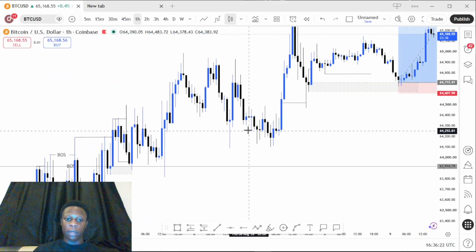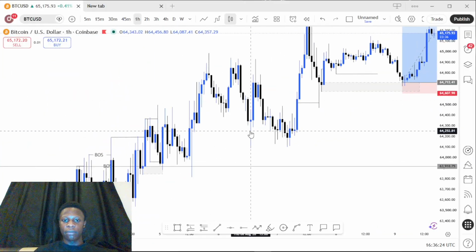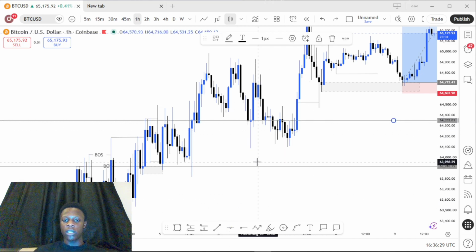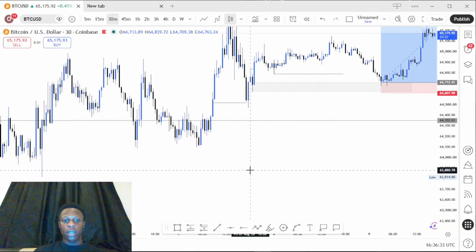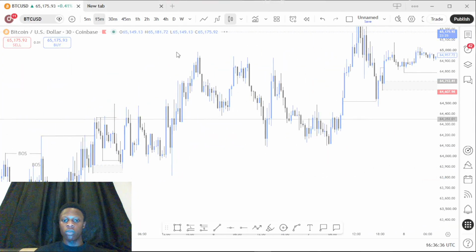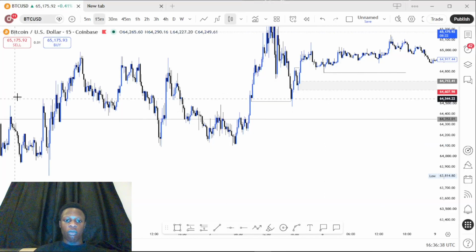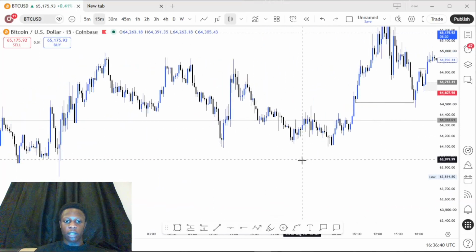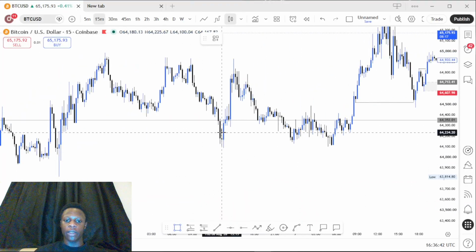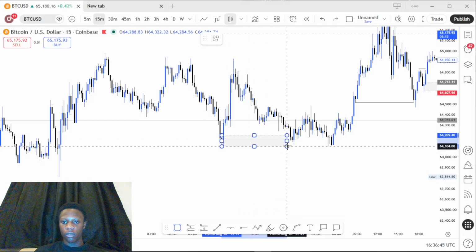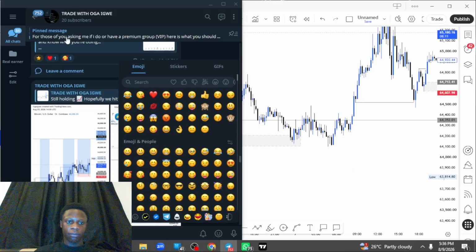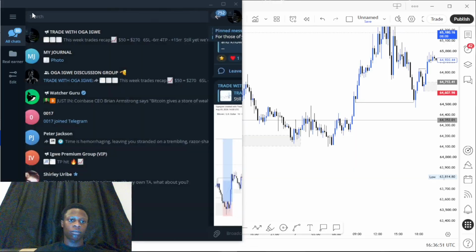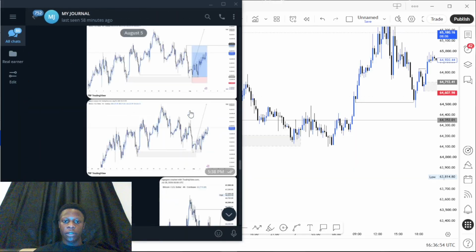On the 1 hour time frame, no clean entry right here. So I saw this and I marked this out. Let's check if it is a clear move. It wasn't a clear move. Yeah, I think I also got this very entry right here. Let me check my journal. I think I got that very entry right there.